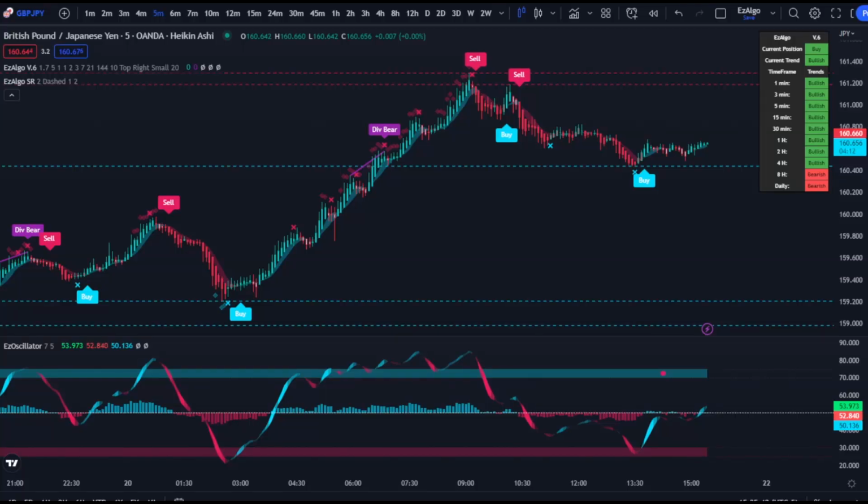EzAlgo V.6 is live, as well as our new complementary indicator, EzOscillator. So I'm going to break down everything for you very briefly in this video, and I will be doing some in-depth training using these new features very, very shortly. But for now, I want to give you guys just a basis on how you can start using this today and start making some profits.